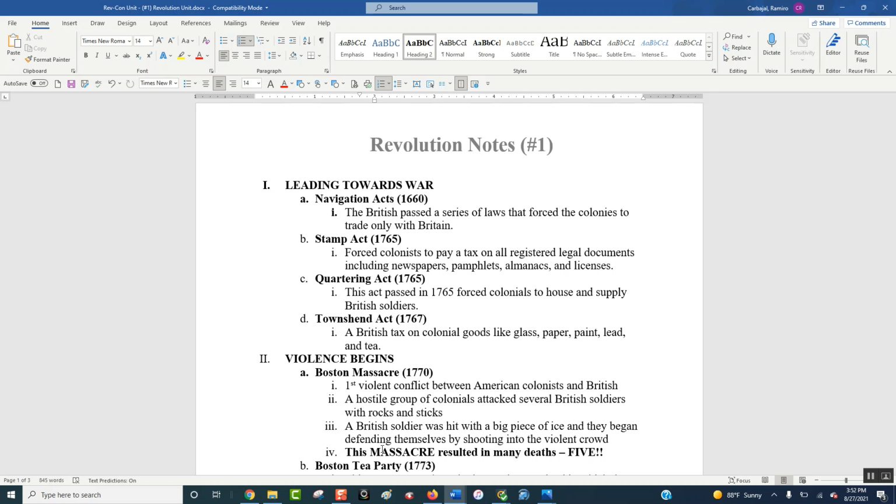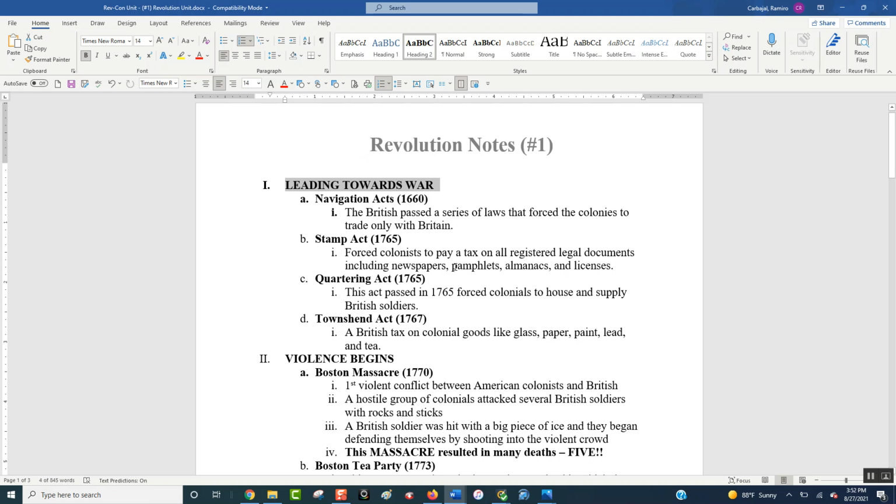Now, Revolution notes. So obviously, we're talking about the Revolution. And if you look at section 1, this is one of the first main ideas of section 1, which is leading towards war. All right, obviously telling you that they're leading towards war. So what exactly happened that led the colonists to organize and come together and fight against the most powerful empire in the world for their independence? So it's going to start with this first section, leading towards war.